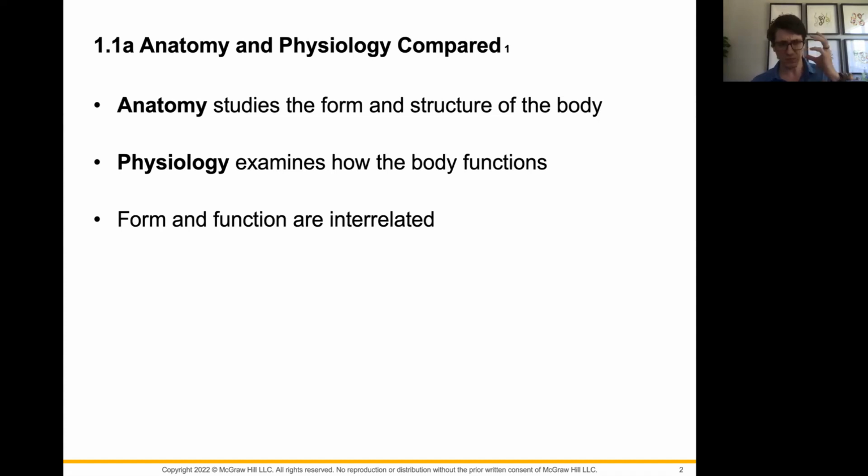Now, we can see this use of terminology even just in the name of the class. This class is called Anatomy and Physiology, which means we expect to learn something that is anatomy, and then we expect to learn something that is physiology. So anatomy means that we are looking at form and structure. Physiology is functions. However, these two things are not different. They are really just two sides of the same coin. Form is always going to follow function. Something will look the way it does specifically so that it can perform the functions that it's trying to perform.